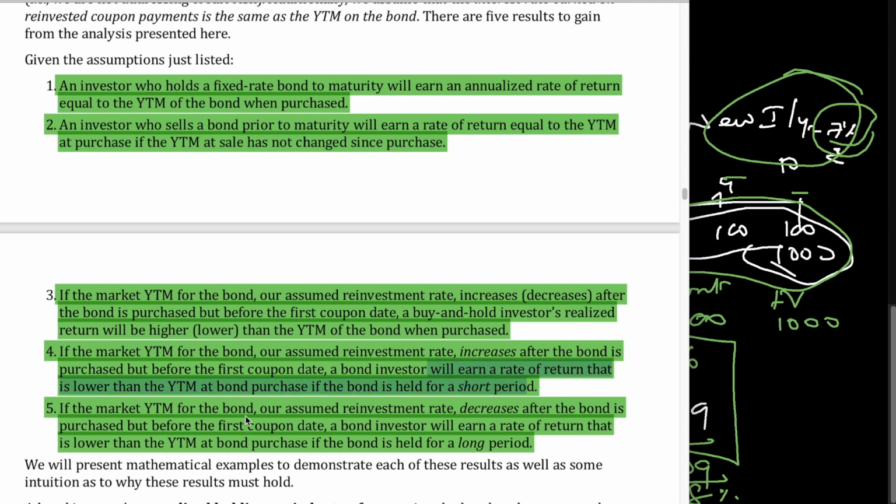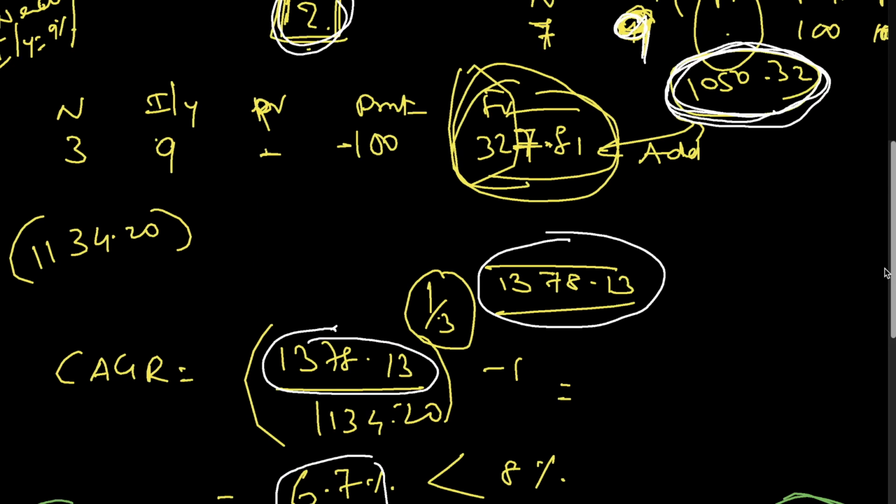Now coming to the fifth point. The fifth point is simpler. If the market YTM for the bond, our assumed reinvestment rate, decreases after the bond is purchased but before the first coupon date, your bond investor will earn a rate of return that is lower than the YTM. So here IY is also decreasing and you are getting lower YTM. So it is very intuitive in the long run, for a long period that you are going to hold this bond. So let me prove this one. It's easier.